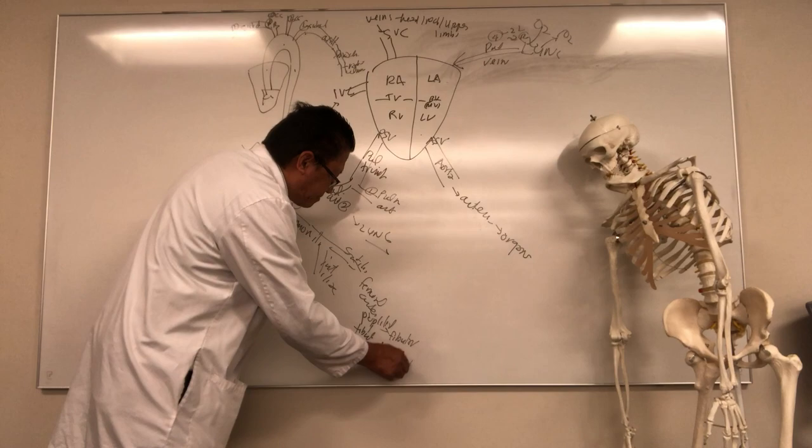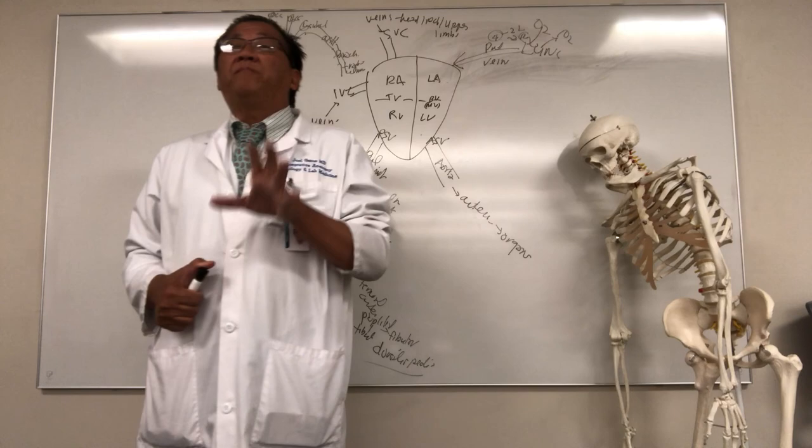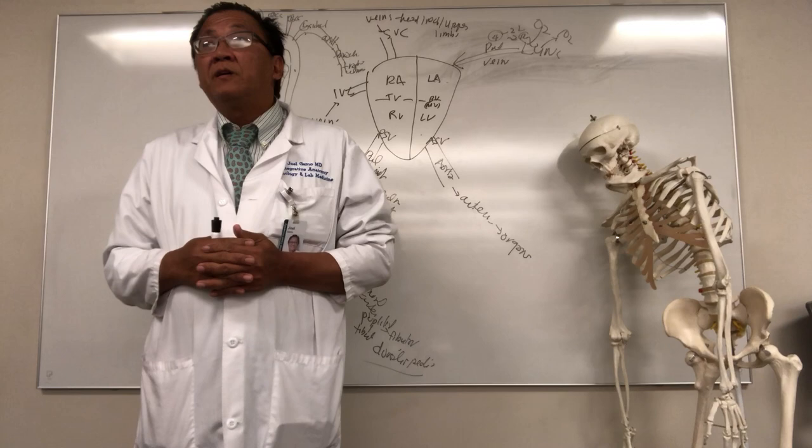Dorsal means on top of your foot. So if I tell the nurse palpate for the dorsalis pedis pulse or pedal pulses, you are supposed to put your two fingers where? Check for the pulse of the foot, especially if you want to know if there's adequate blood flow. Is that clear?